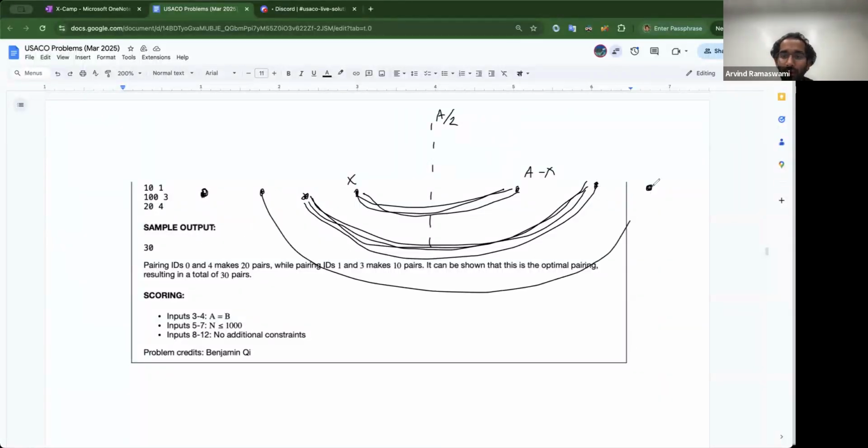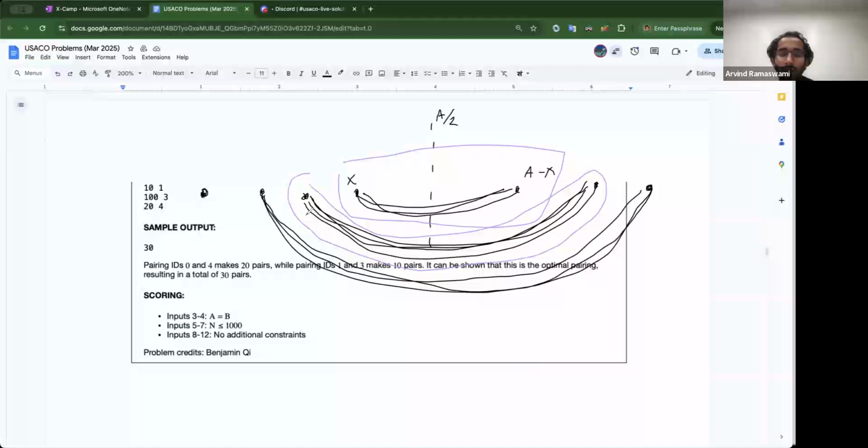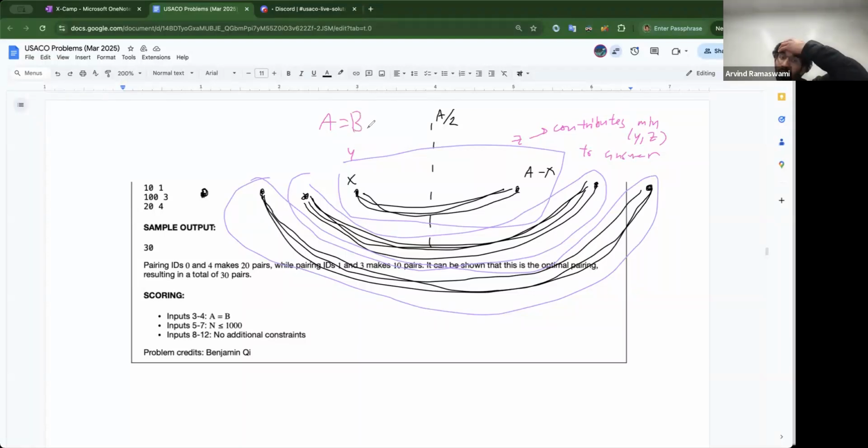So then actually solving this, you can just consider all these things independently and solve for each independently, right? So if there's Y cows here, and then there's Z cows here, then you just match the minimum. So this contributes min(Y, Z) to the answer. So that's how you do the case where A is equal to B. So it's two subtasks.